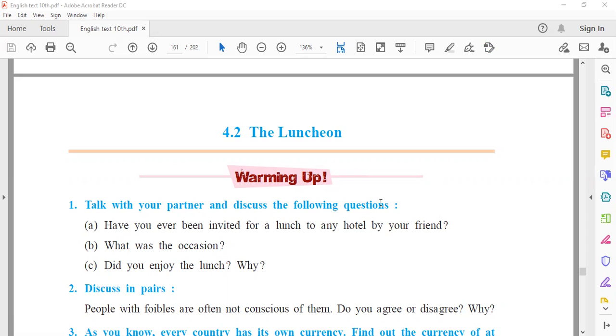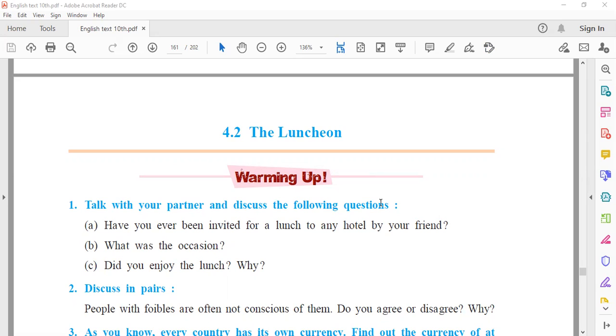People with foibles are often not conscious of them. Do you agree or disagree? Why? Now, this word foible stands for strange habits or weaknesses that people have. कुछ एक उनमें कमजोरी होती है, उसको हम बोलते हैं foible. Now, they are themselves not aware of their weakness.